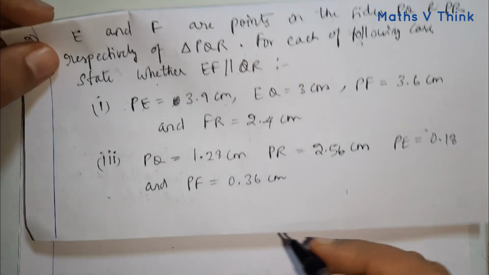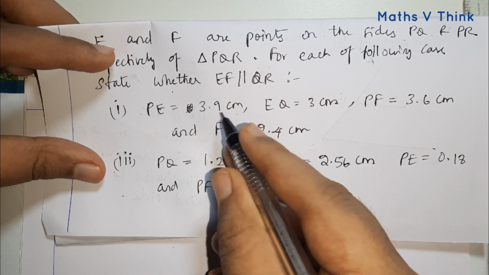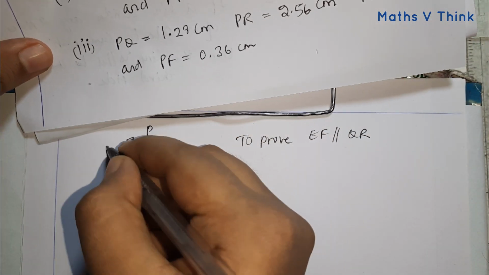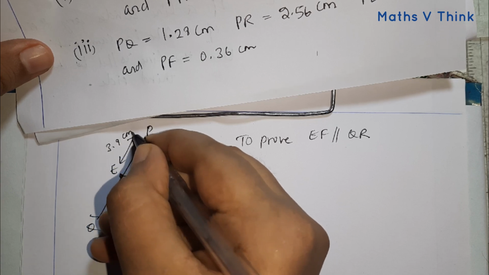Now they gave the information PE is 3.9. So I will write PE here, it is 3.9 centimeter.